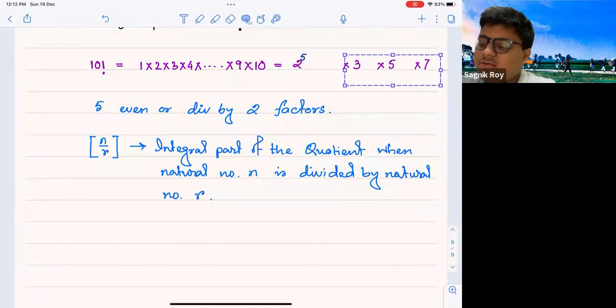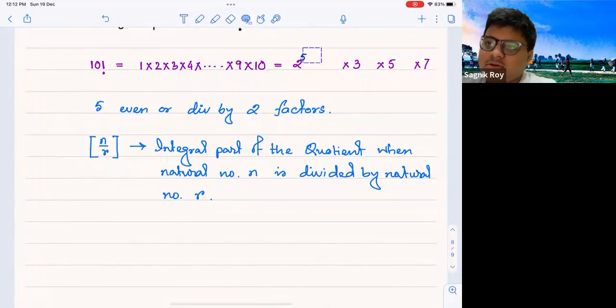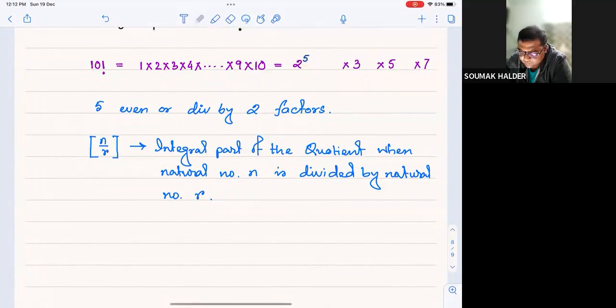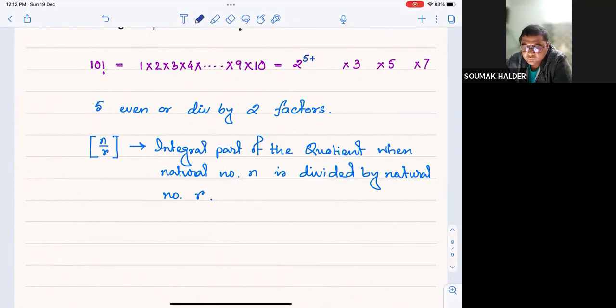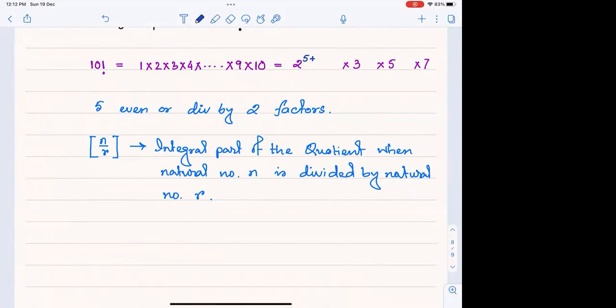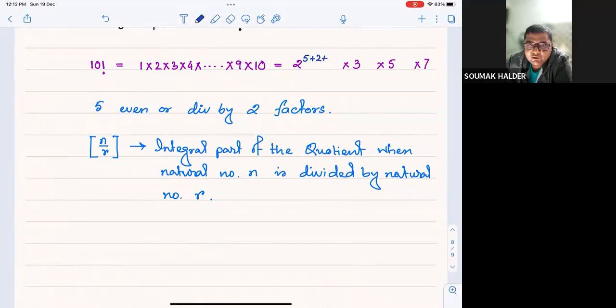For even numbers, we'll get 5. Sir, should it not be 6? Because there is 2 to the power 2, 2 to the power 3, and 2 to the power 1, right? No. Then after 5 even, how many factors have contributed in the second round? 2. And how many have contributed in the third round? 1. So that's the total number of 2's present.